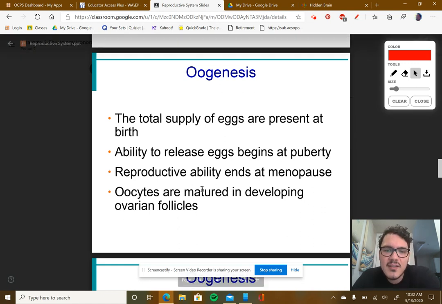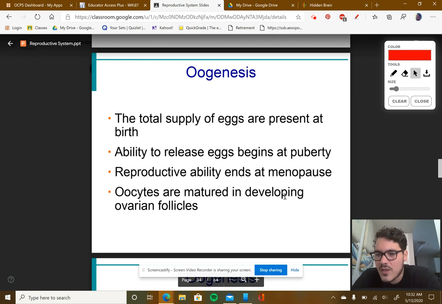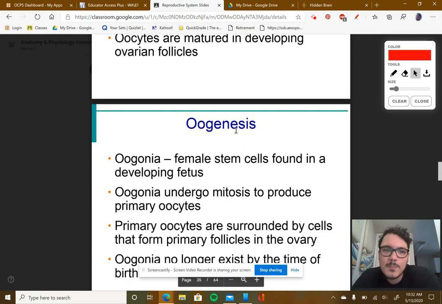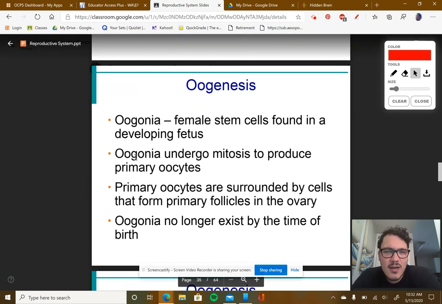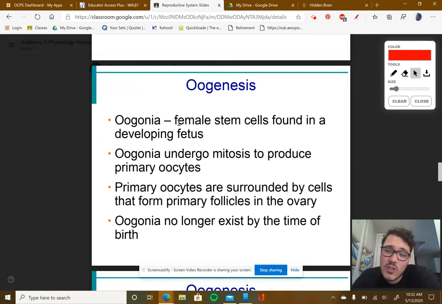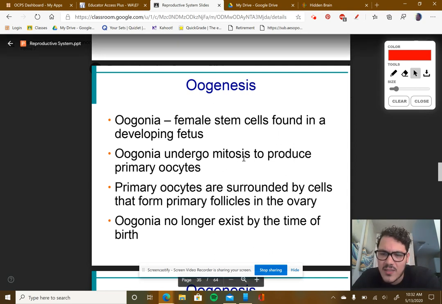And then the oocytes are matured and developing in ovarian follicles. So again, the follicles that we see is where it's going to develop these type of eggs or ova. Now, again, a lot of these specific terms we're not going to get too crazy with, just like what we saw with sperm previously, but I'm just going to go over it so that we're on the same page.